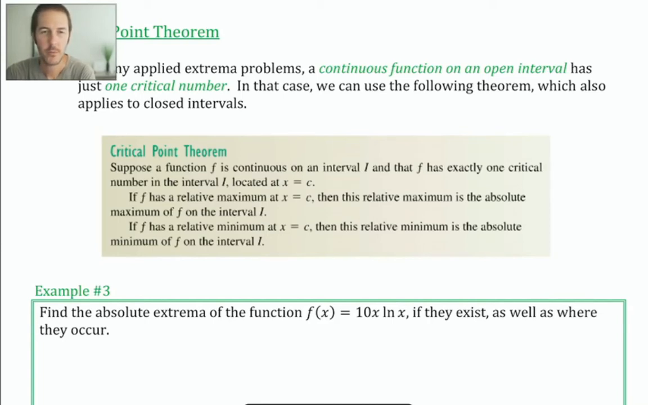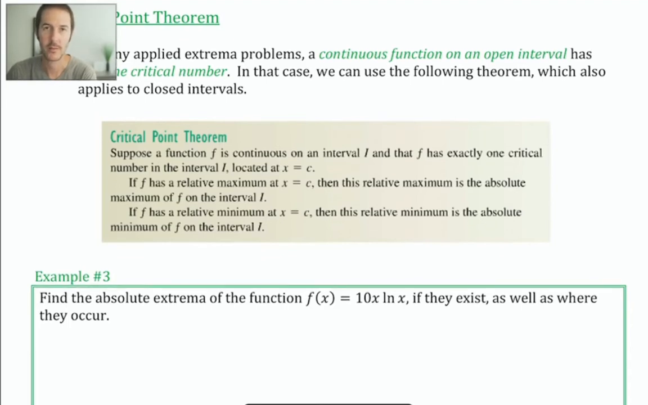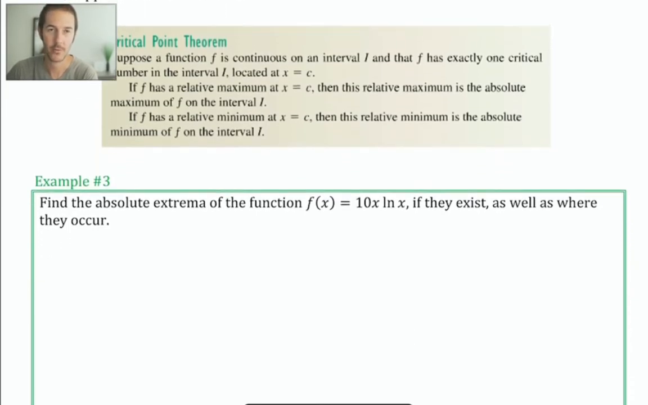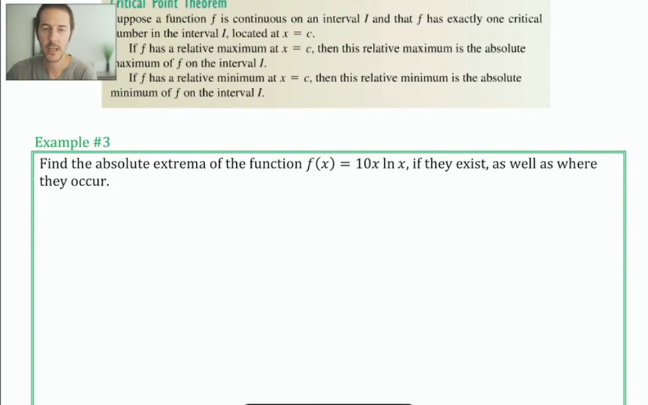In example number 3, we're being asked to find the absolute extrema of this particular function, 10 times x times the natural log of x. The absolute extrema is plural, so that's the absolute max and the absolute min that we're being asked for here. We are to find them if they exist, as well as where they occur, or as I like to say, when they occur. So we're looking for x values and y values of the max and the min. Let's see what we can do.